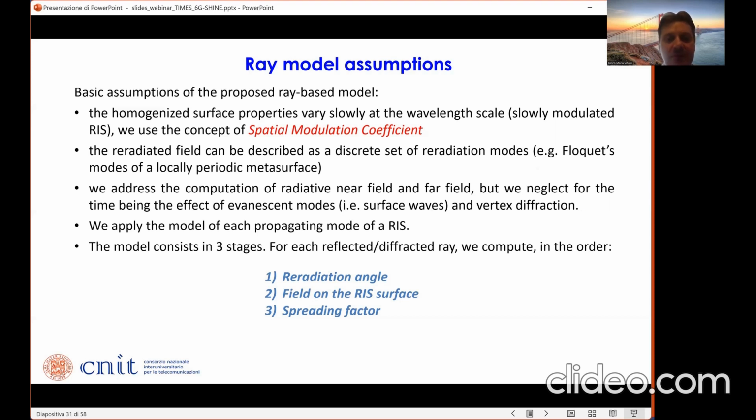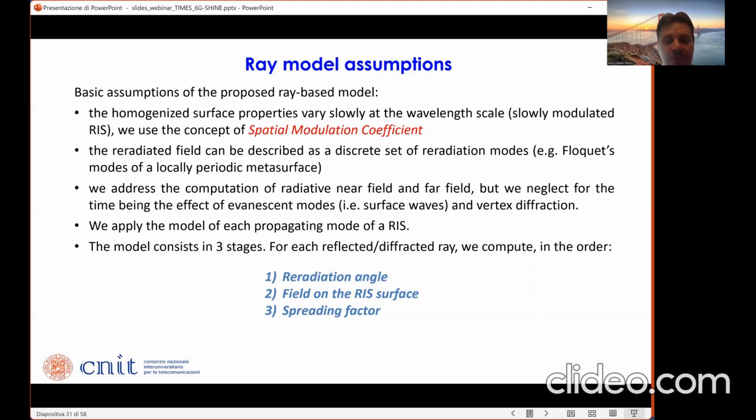In case we have, for example, 3 or 4 propagating modes, we have to iterate the method that I will present now for each of the propagating modes. And the method consists of 3 stages, which I summarize here. The first stage is the computation of the radiation angle at a given point or tile of the surface.